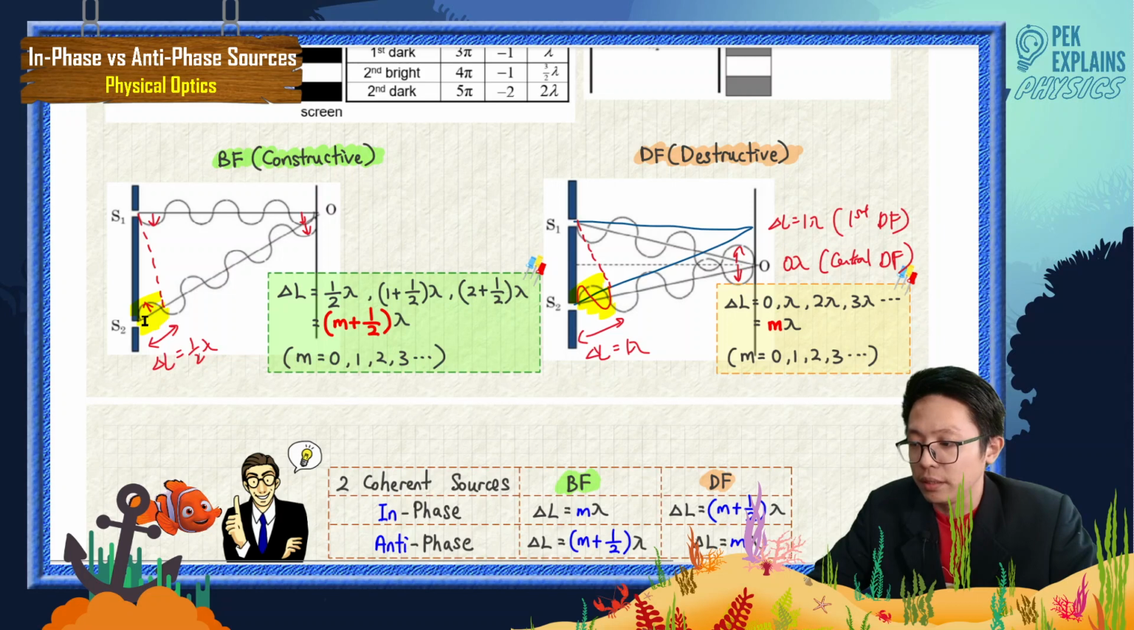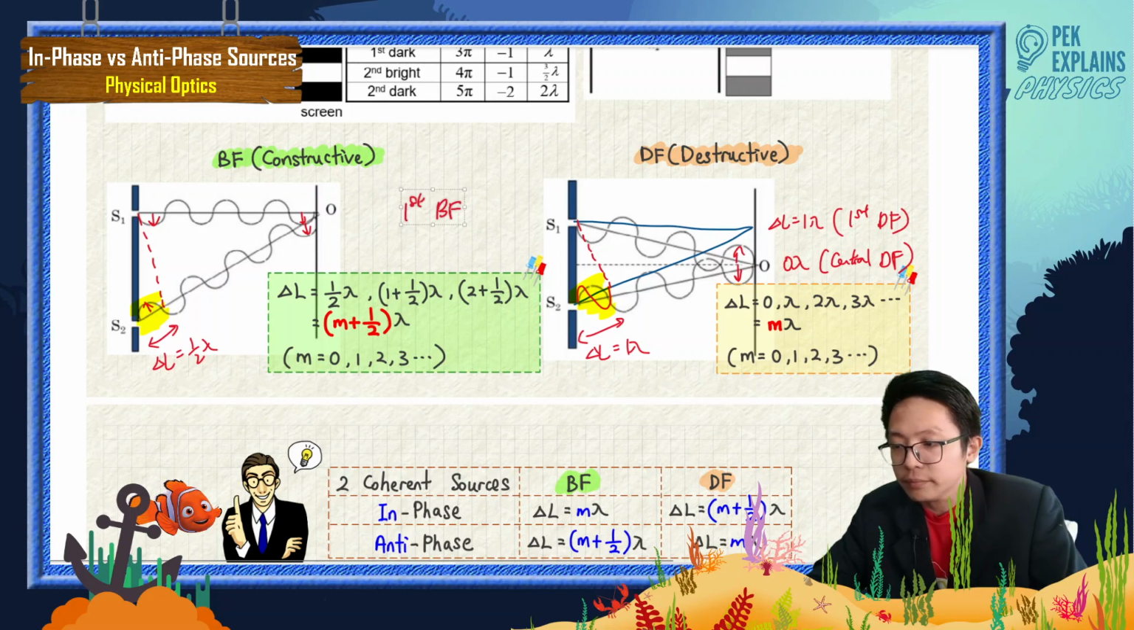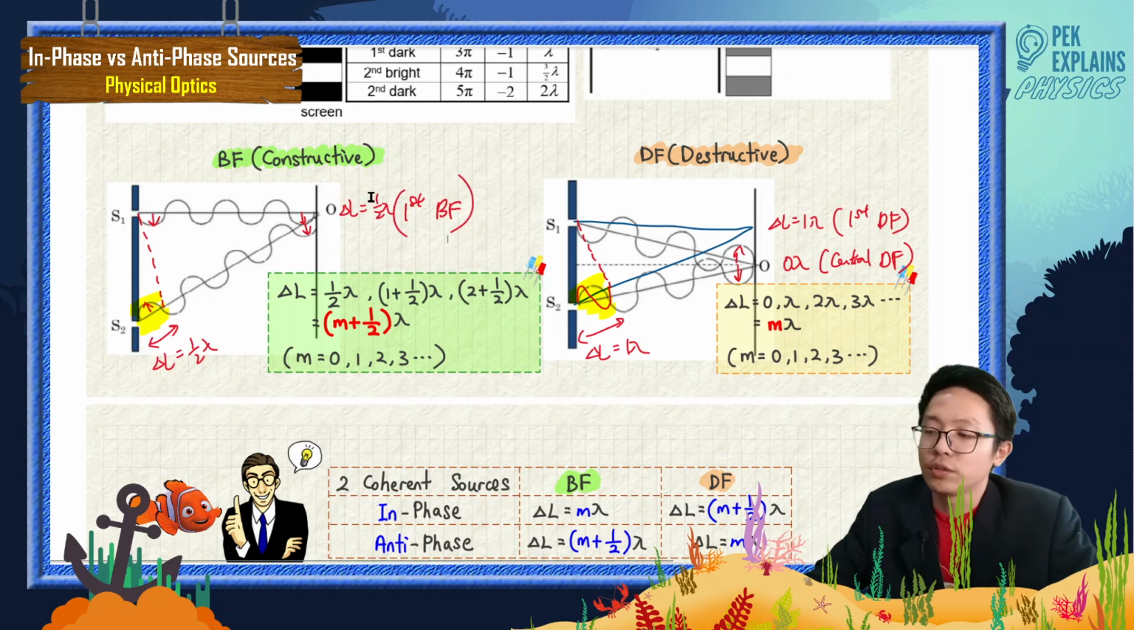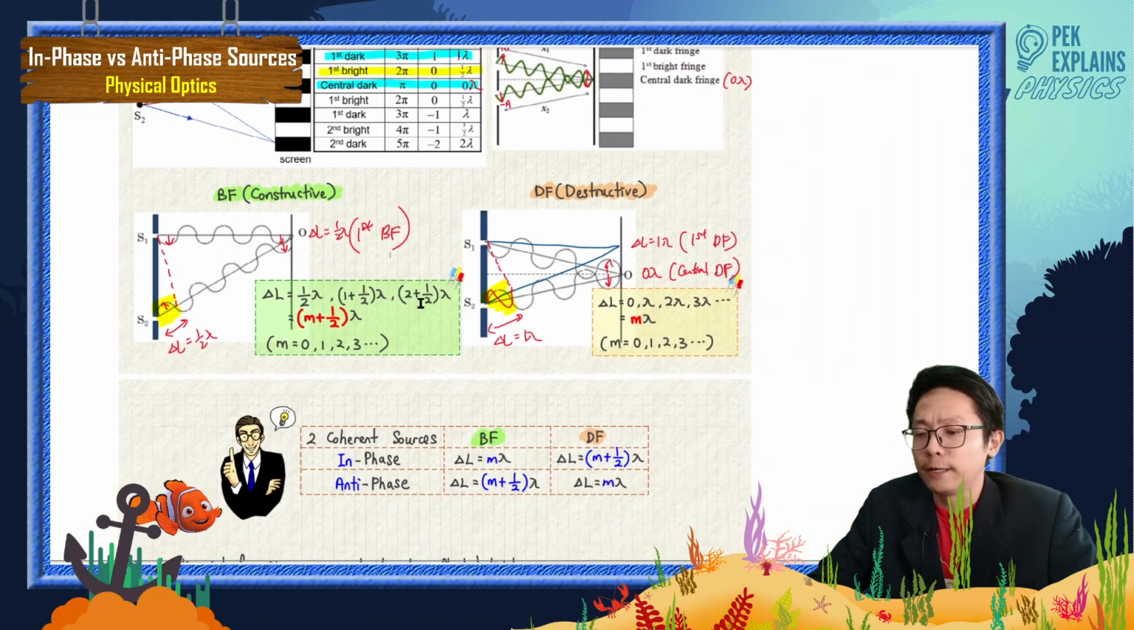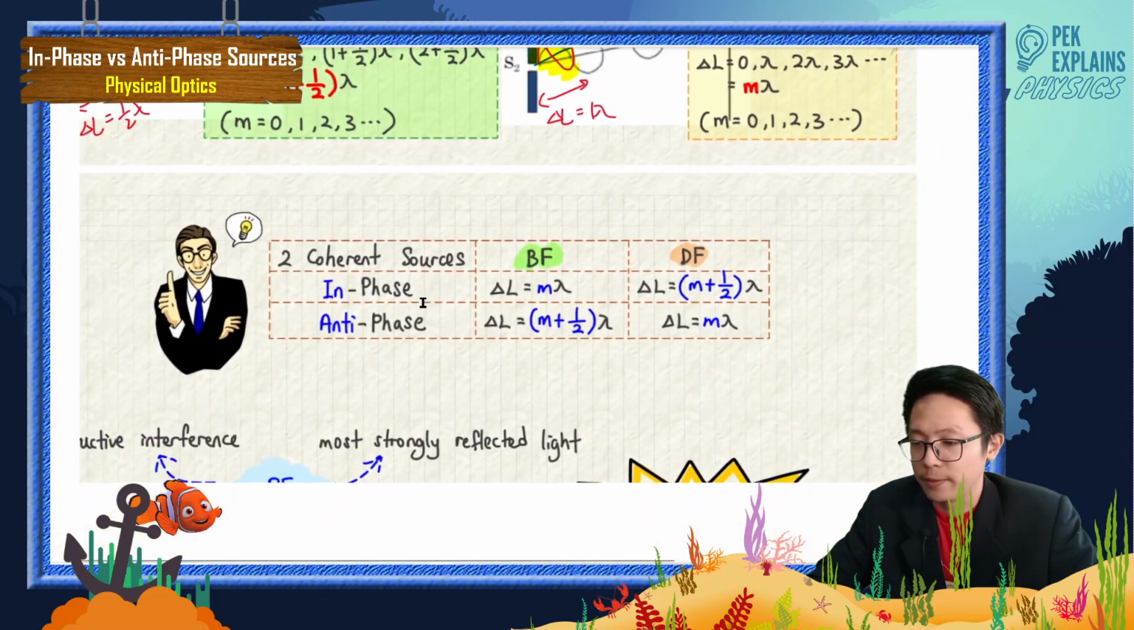So this one, if like that, it forms a bright fringe. This one forms the first bright fringe. First bright fringe, because the delta L is just half lambda. I form the first bright fringe, and then of course we can expect 1 plus half lambda, 2 plus half lambda, all those will become bright fringe. Understand? This is the conclusion I can make.